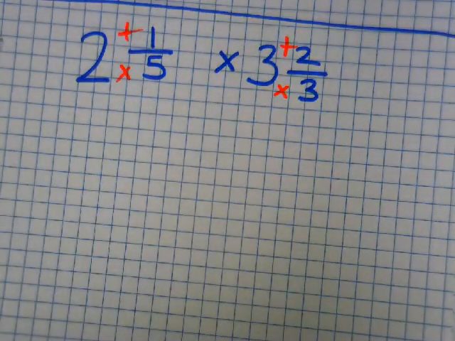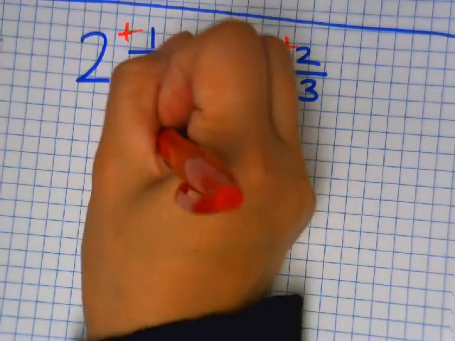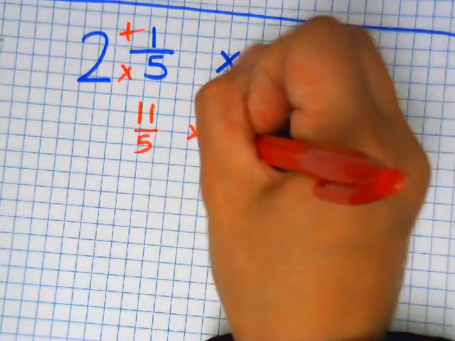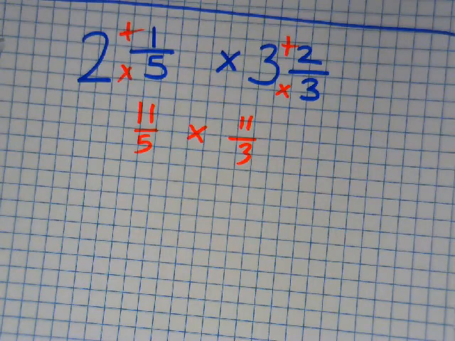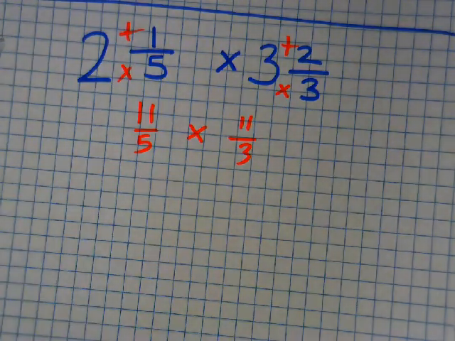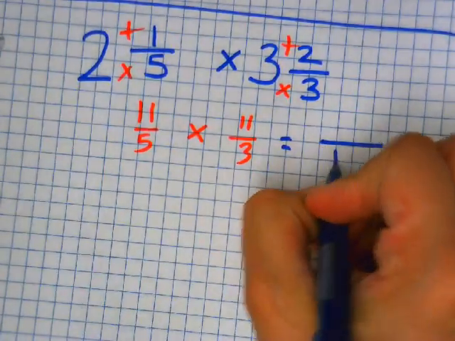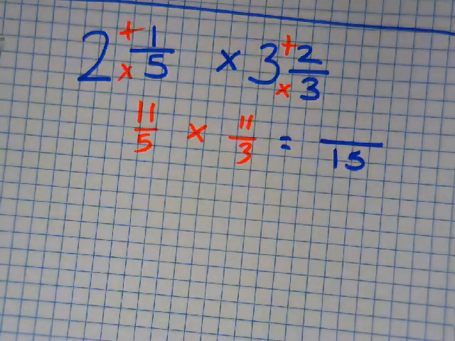So turn it into improper first. 11 over 5 times what? 11 over 3. Can you simplify the corners? No, unfortunately. So your denominator is 15. What's 11 times 11? 121. Very good.